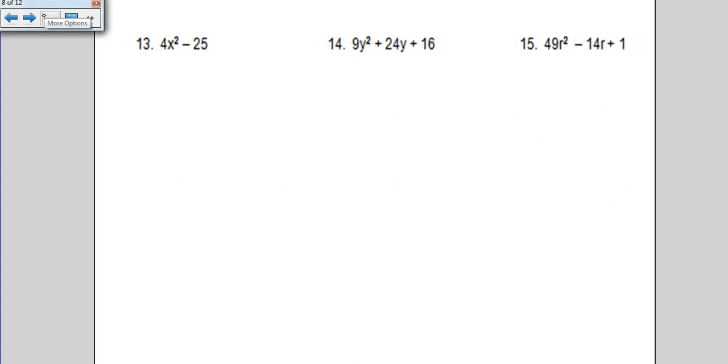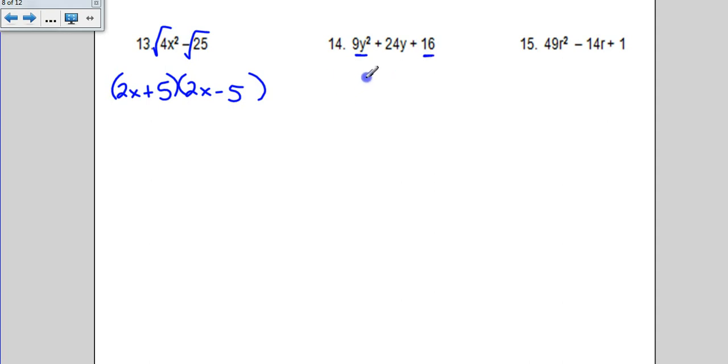All right, number 13. This is the difference of two squares. So this is the pattern where we just simply square rooted both of them, and then we made one a plus and one a minus. So this gives us 2x in front and a 5 in back, and then one's a plus and one's a minus. Now in number 14, you might notice that this is a perfect square and this is a perfect square.